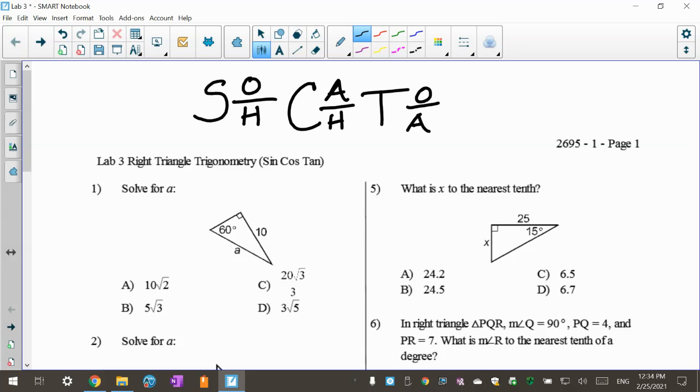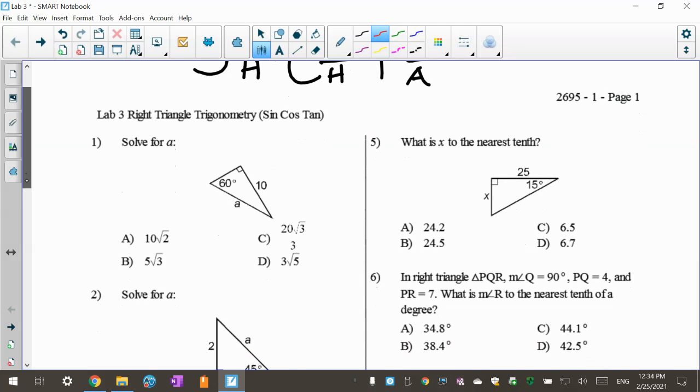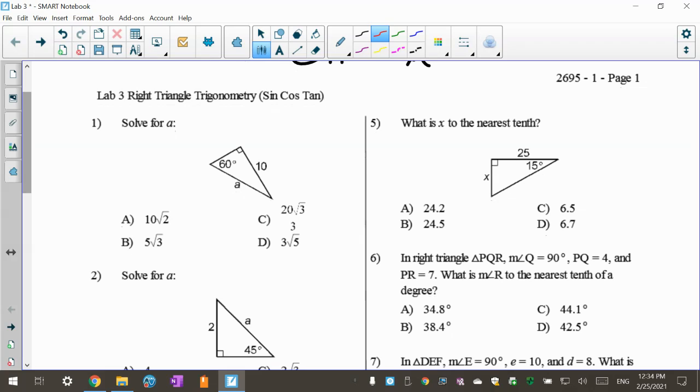So I'm going to do a few of the problems here so that you can work on these. You have all the answers, and I even have the solutions there. So I'm going to start with number one. I'm going to skip around a little bit.